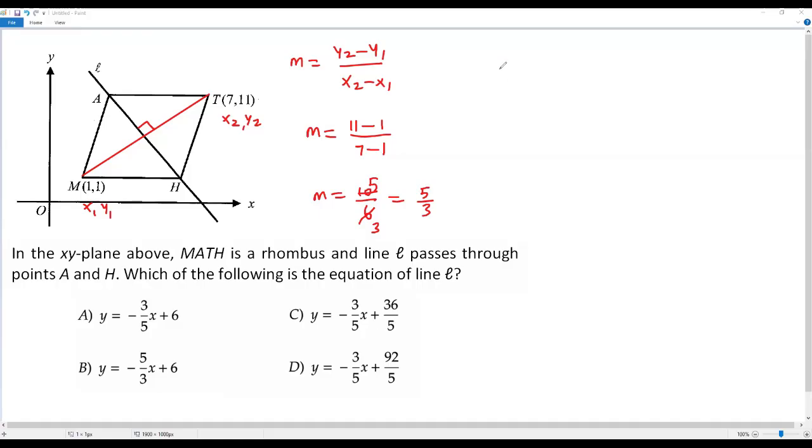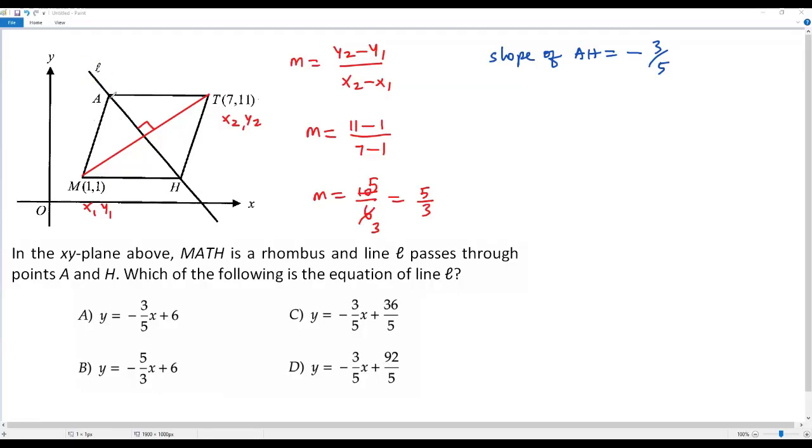Now let's find the slope of the diagonal AH. Let me write the stuff over here. Slope of the diagonal AH. Already we know that the two diagonals of the rhombus are perpendicular to each other, and we know the slope of one of the diagonals MT, that is 5 over 3. Now to get the slope of the other diagonal, first we have to change the sign of this slope. It's positive 5 over 3, so we take a negative sign, and also I get the reciprocal of 5 over 3, so I'm getting negative 3 over 5. So whenever two lines are perpendicular and we know the slope of one of the lines, this is a way to get the slope of the second line. Now we have the slope of the diagonal AH, or the line L, because the diagonal AH lies on the line L.